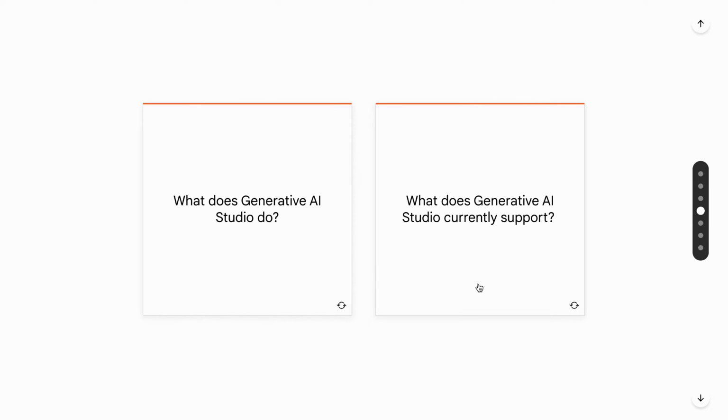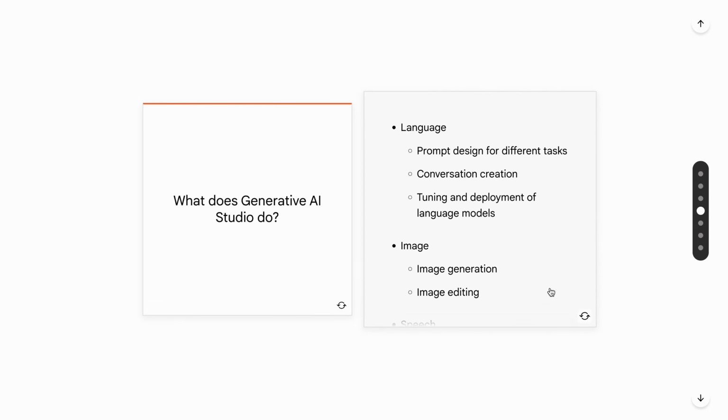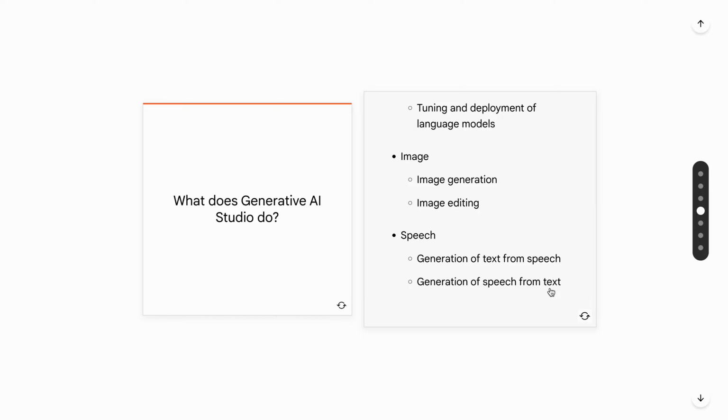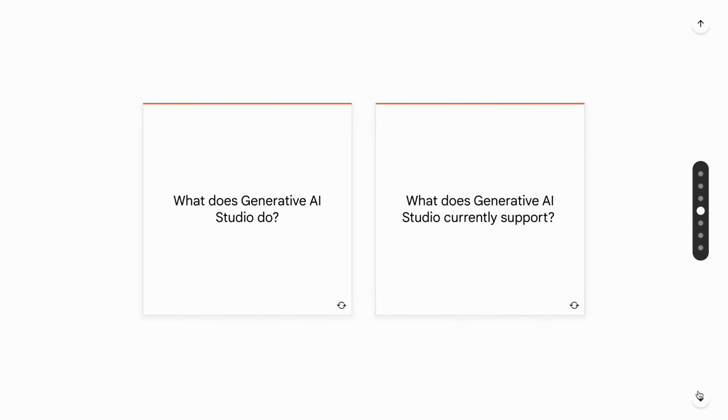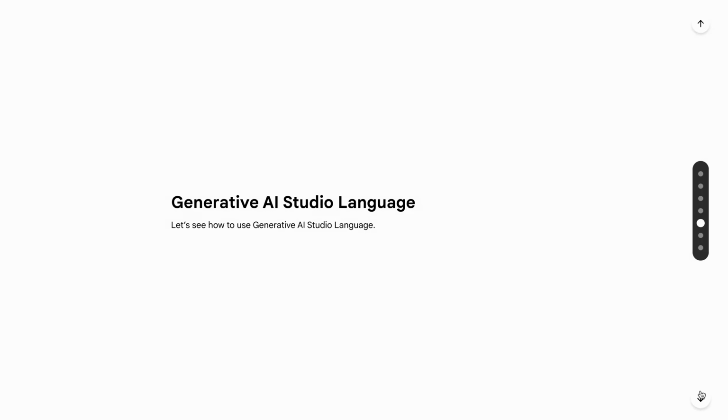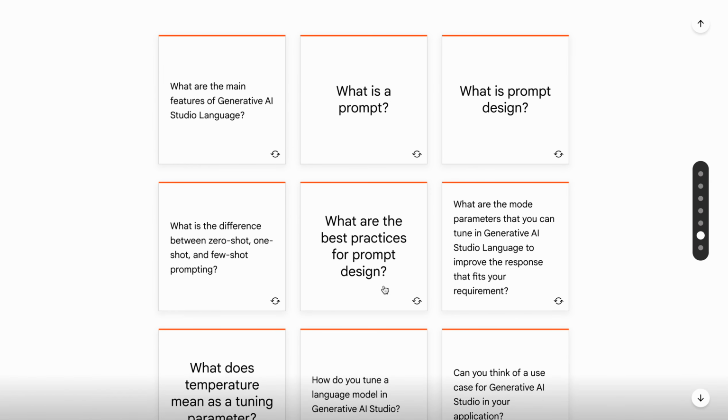And then what does Generative AI Studio currently support? So it currently supports language model and speech. So that's it. And then we have Generative AI Studio language. So from the language, image and speech, this first one is the language. And a few questions there.